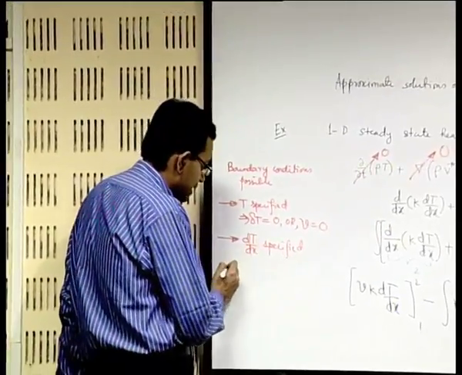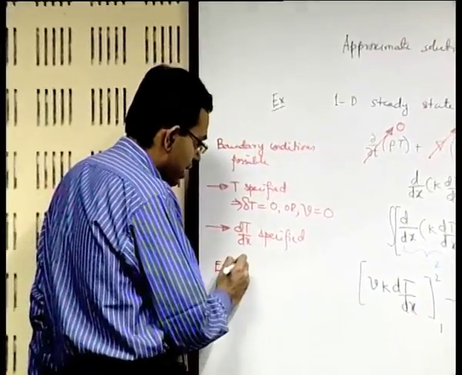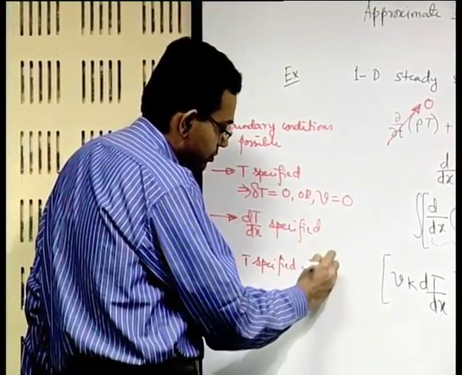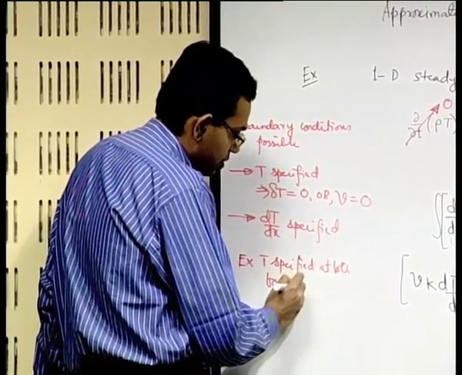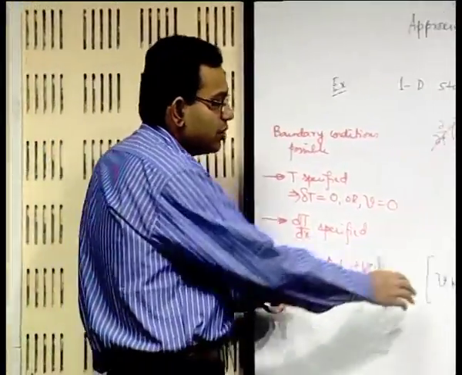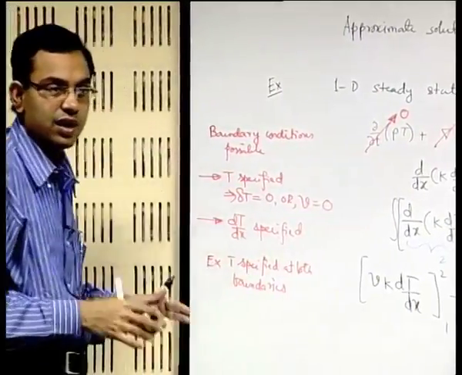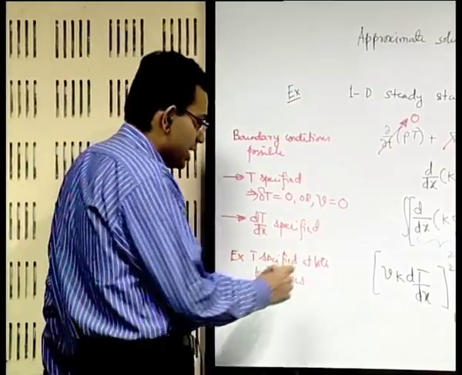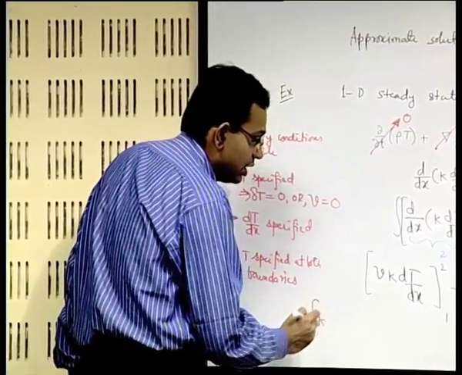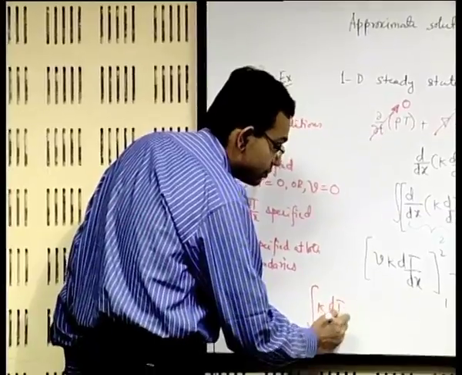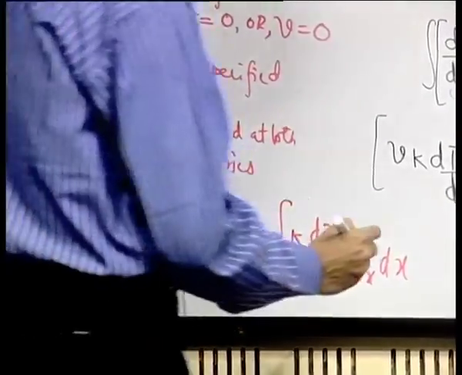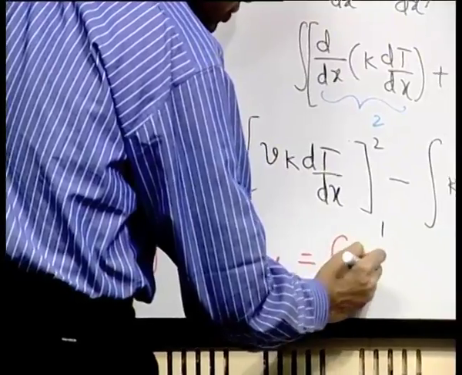So, let us take an example where you have T specified at both the boundaries. We start with this simple example so that the boundary term vanishes, goes away totally. If that becomes 0, then you are left with integral of k dT/dx dv/dx dx is equal to integral of S v dx.